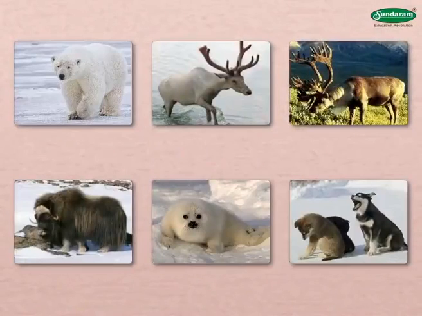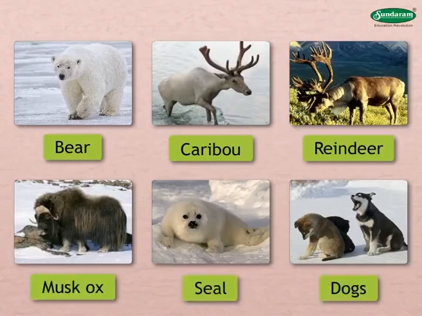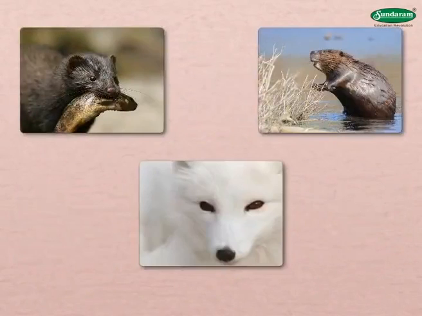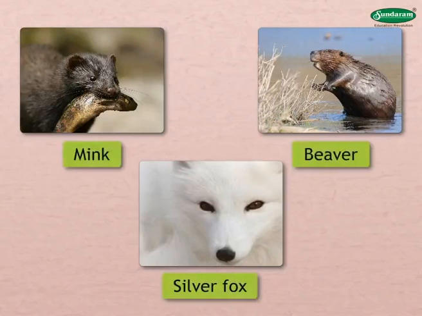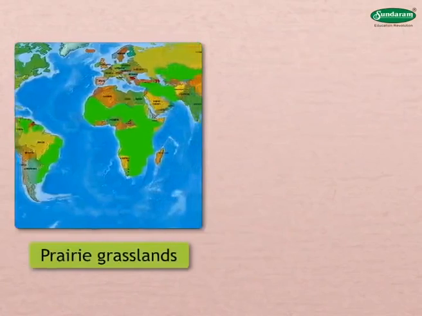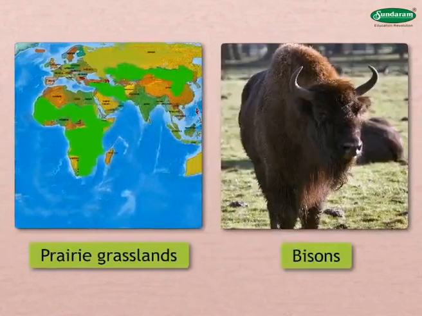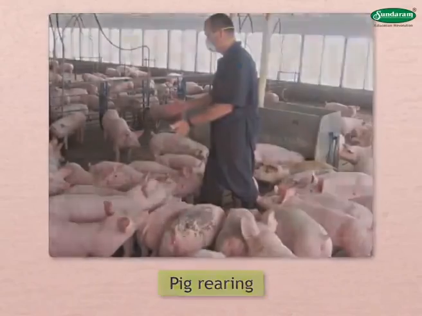In the northern part of the continent, bear, caribou, reindeer, muskox, seal, and dogs are the prominent animals. To its south, in the coniferous forests, fur-coated animals like mink, beaver, silver fox, etc. are found. The prairie grasslands are known for animals like bisons. Animal husbandry, particularly pig rearing, is predominant in this region.